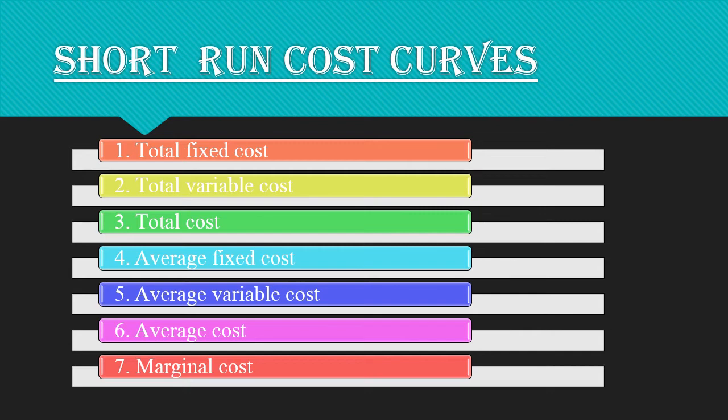The first one is total fixed cost. The second one is total variable cost. Third one is total cost. Then there is average fixed cost, average variable cost, average cost, and marginal cost.